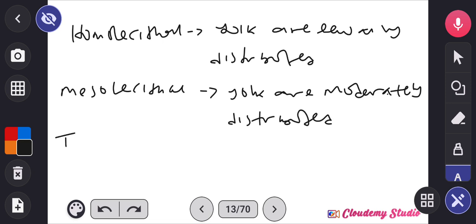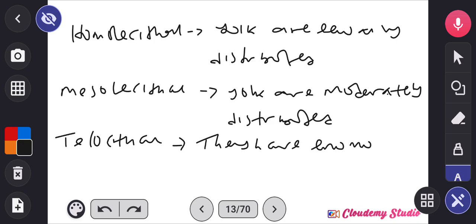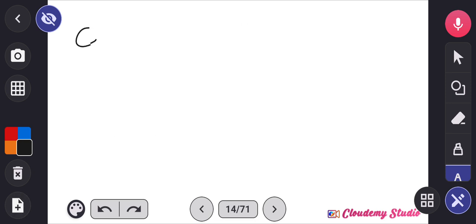Then we have the telolecithal egg, and these are found in birds and sharks, those that have an enormous amount of yolk, you understand. And we have the centrolecithal egg. Those are the ones in which most of the parts of the egg are covered with yolk. You understand? Most of the parts of the egg are covered with yolk.